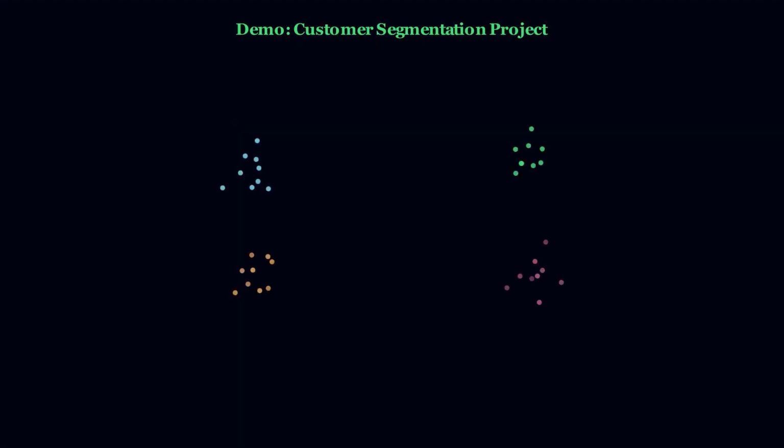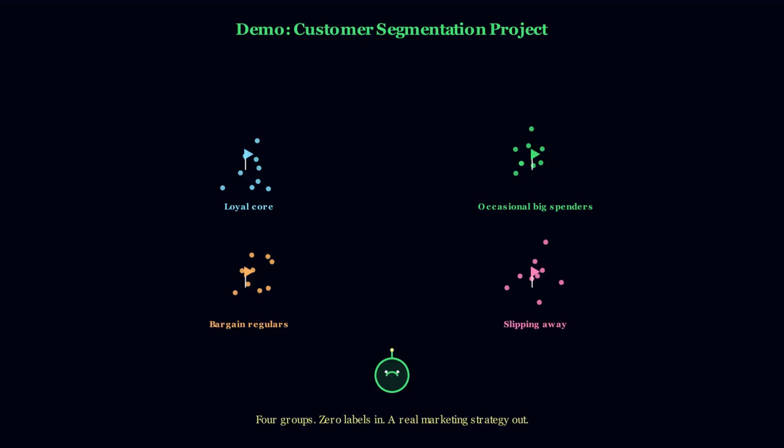Here's the finished project. Cluster 1. High spend, frequent visits, your loyal core. Cluster 2. High spend, rare visits, big ticket, occasional buyers. Cluster 3. Low spend, frequent visits, bargain regulars. Cluster 4. Low spend, rare visits, customers slipping away. 4 groups, 0 labels going in. A real marketing strategy coming out.